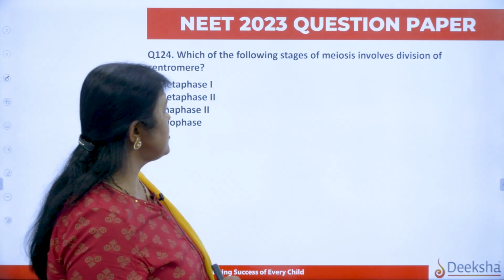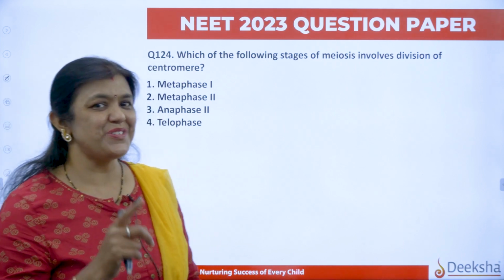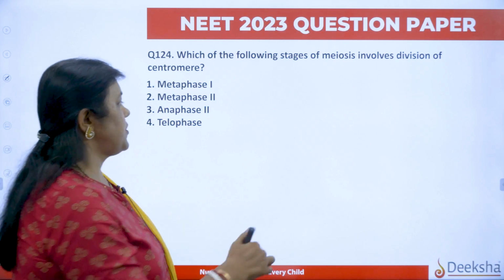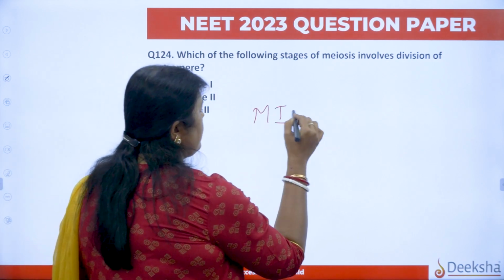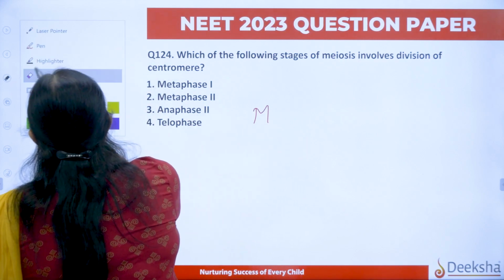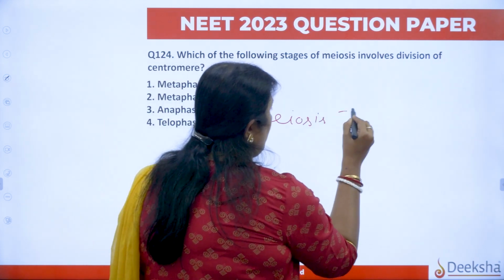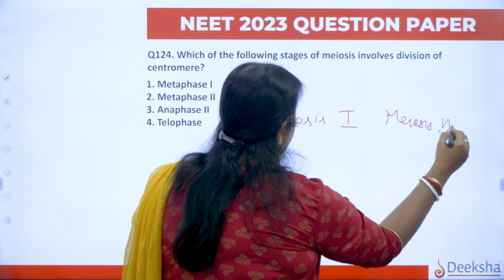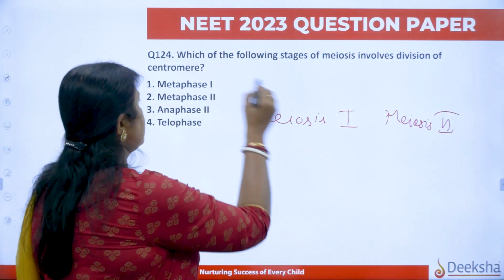Which of the following stages of meiosis involves division of centromere? Division of centromere. Okay, quick revision. Meiosis is divided into meiosis 1 and meiosis 2, right? So meiosis is divided into meiosis 1 and meiosis 2, and they are asking about the division of the centromere.